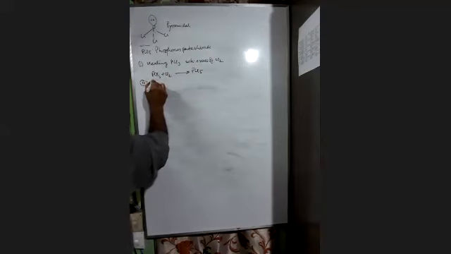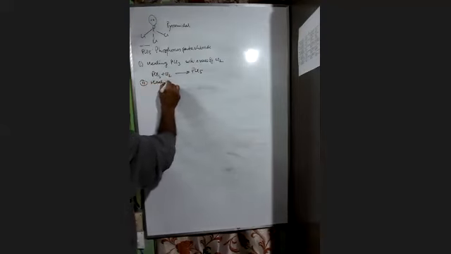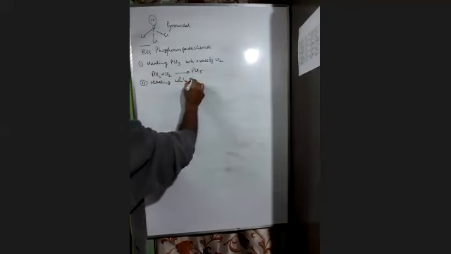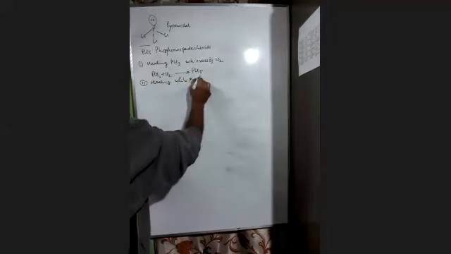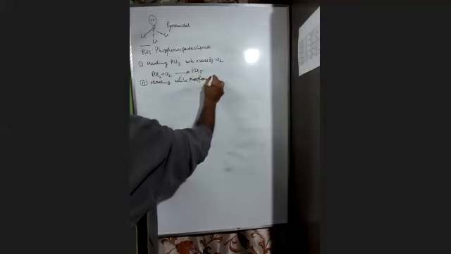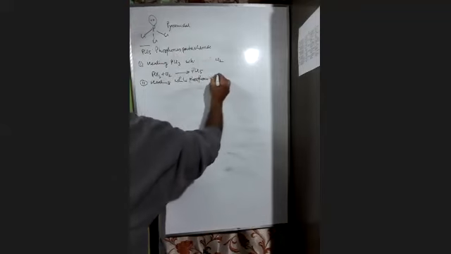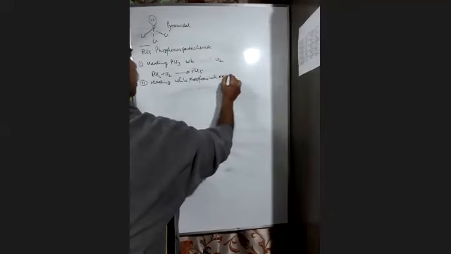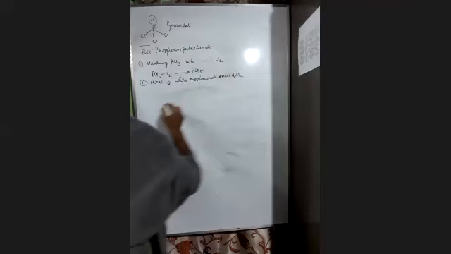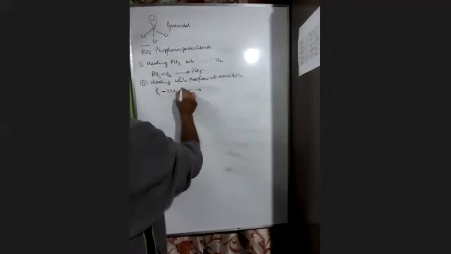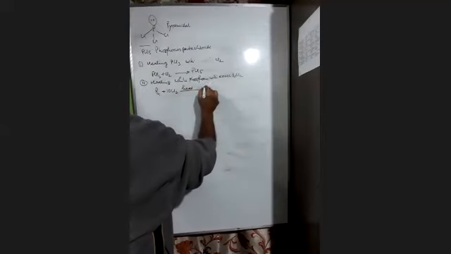Second, heating white phosphorus with excess of chlorine. So now we can write here, the formula of white phosphorus is P4. So I'll write now here P4 plus 10Cl2 gives 4PCl5. So this is the second method.